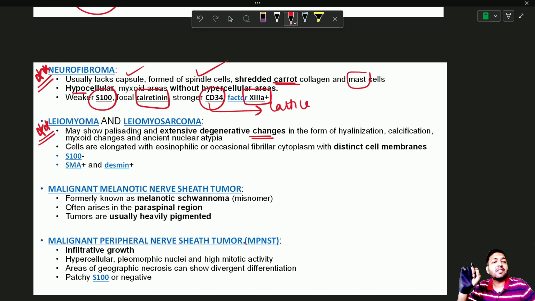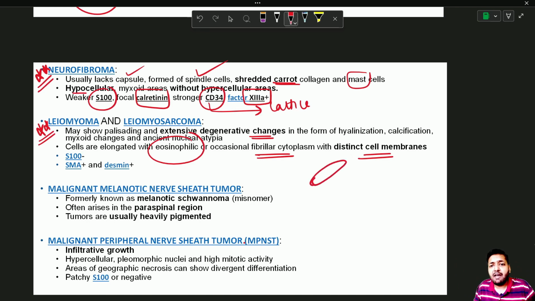But over here, in case of leiomyoma, leiomyosarcoma, okay, the cells are elongated with eosinophilic fibrillar cytoplasm, and the cell membranes are quite distinct. Second important thing, in leiomyoma, if you see, the spindle cells have more rounded and blunt ends, whereas in schwannoma or any nerve sheath tumor, usually they have a buckled end, or a tapering end. This is another very important point. And if you do IHC, this group of tumors, leiomyoma, leiomyosarcoma, are positive for SMA and desmin, and they are negative for S100.